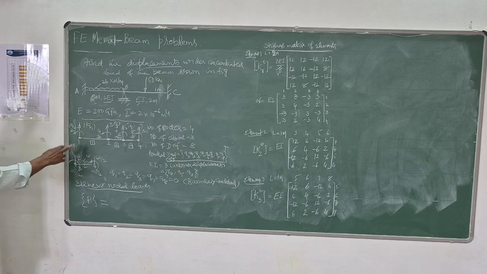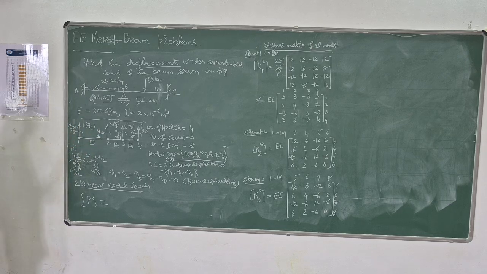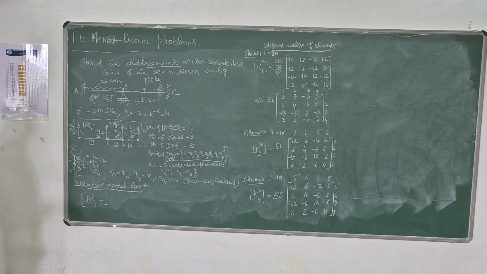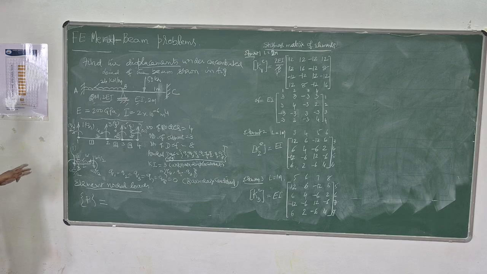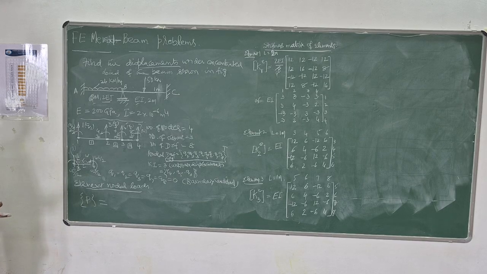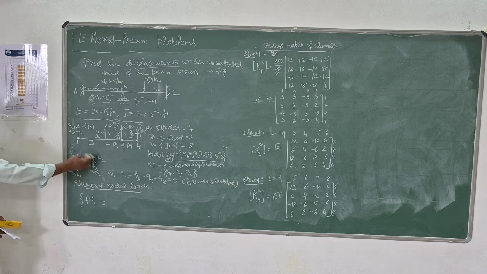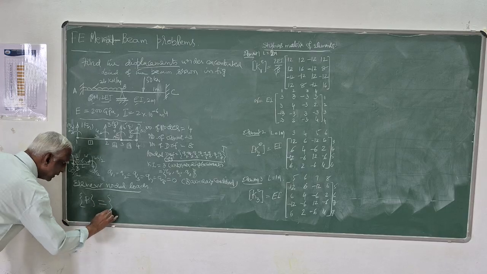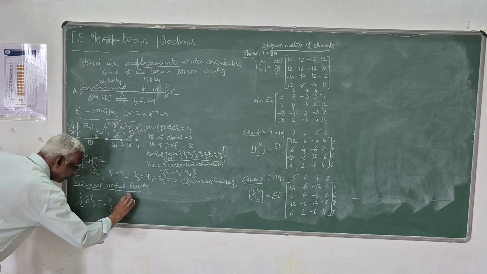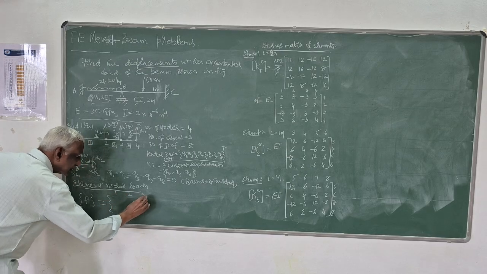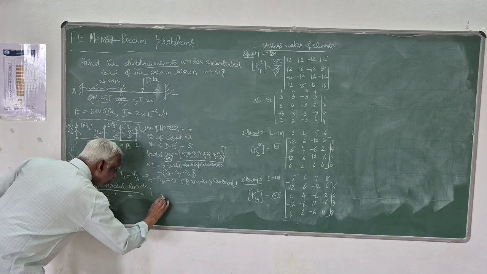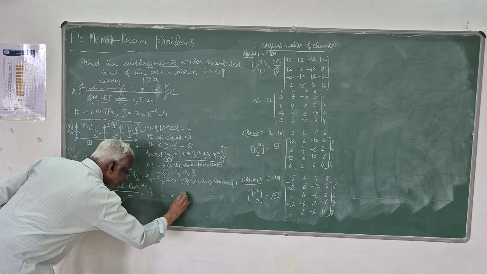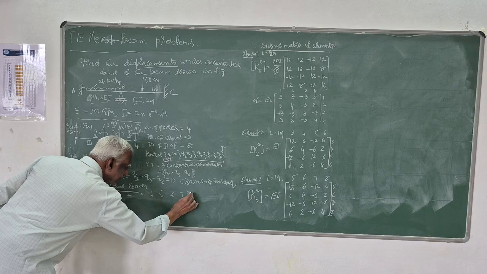Similarly, here anti-clockwise movements we take as positive, clockwise movements negative. Whereas in the classical approach, we took the other way for movement. Clockwise movement we were taking positive, but here we take the other way, anti-clockwise positive. So with this, at nodal degree of freedom 1, 2, 3, 4, 5, 6, 7, 8.